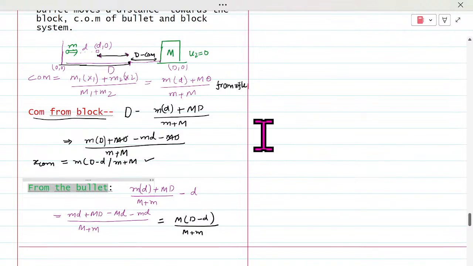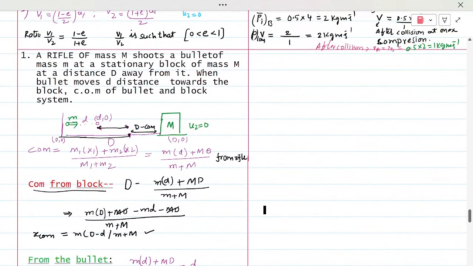Right. So coming to the next question. For typing it is taking much time, so we will go in the same mode.